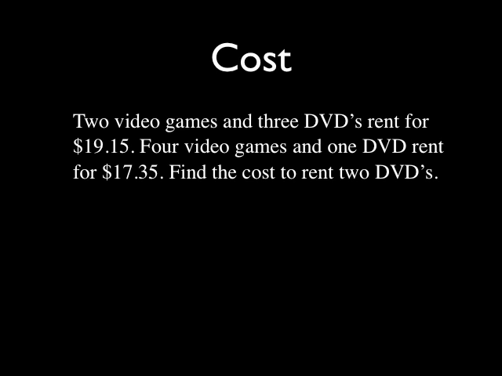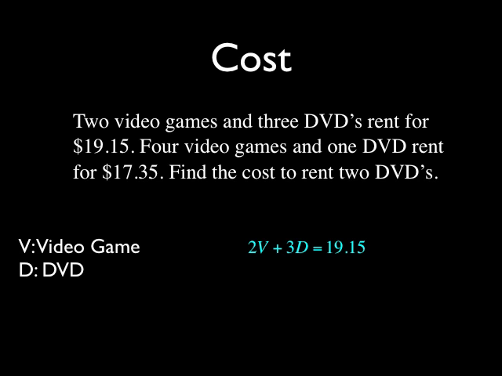Let's say we have 2 video games and 3 DVDs and they rent for $19.15. If I rent 4 video games and 1 DVD, my total is $17.35. Find the cost to rent 2 DVDs. So again, the first thing I start with is my key. I'll say V is how much it costs to rent a video game. D is how much it costs to rent a DVD.